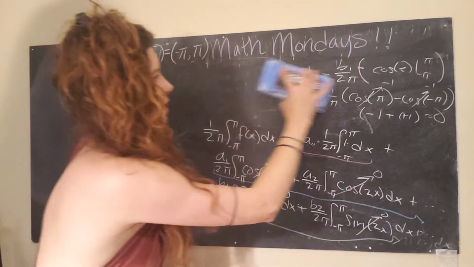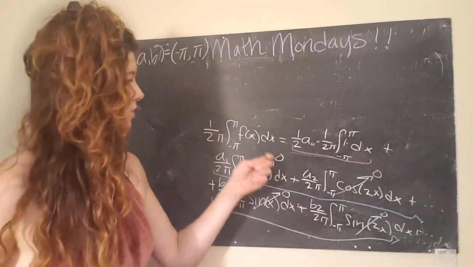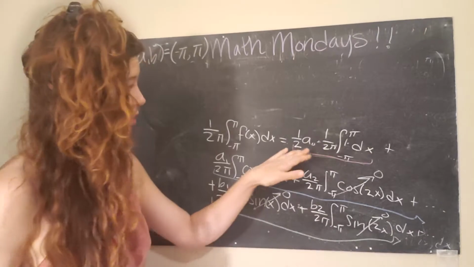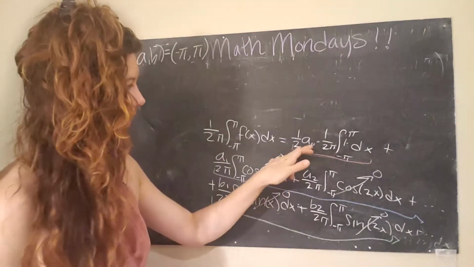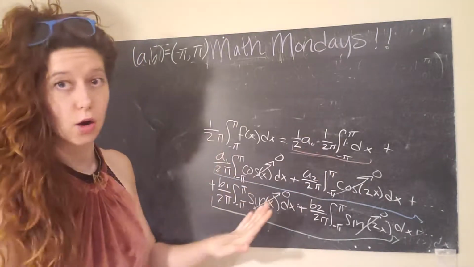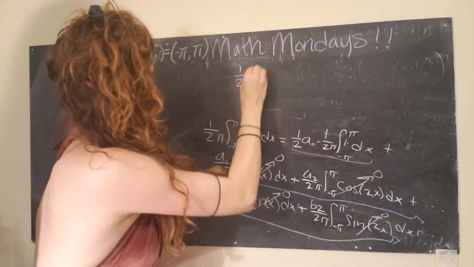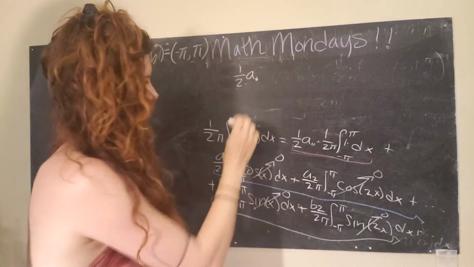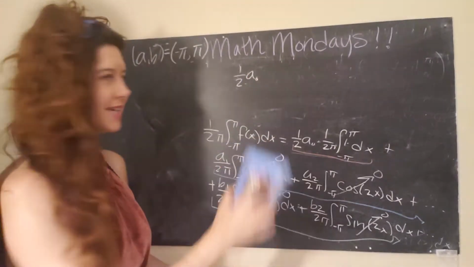So now, all of a sudden, all that we are left with is just this first term. That will allow us to solve for a0. So let's solve this integral and then simplify our equation. So 1 over 2 a naught, actually let's write that a little bit more compactly.